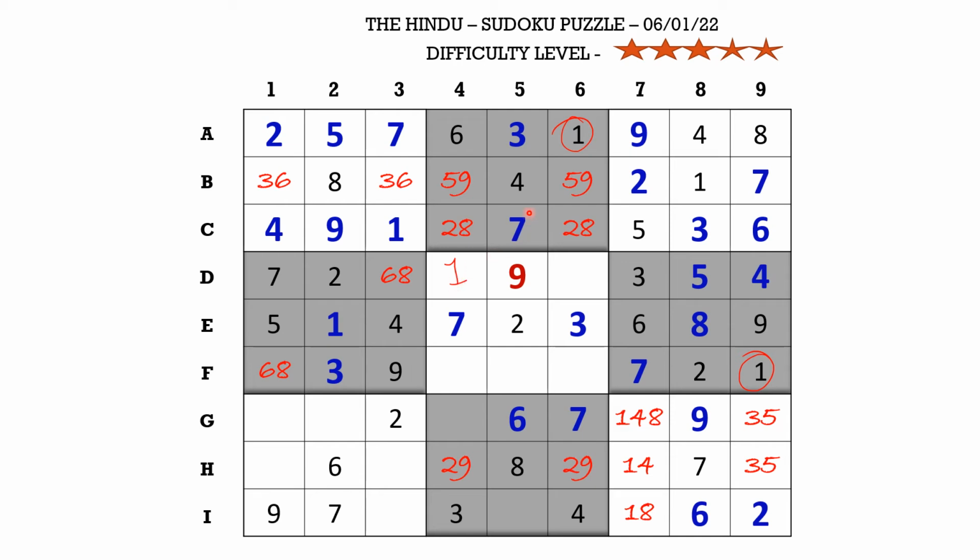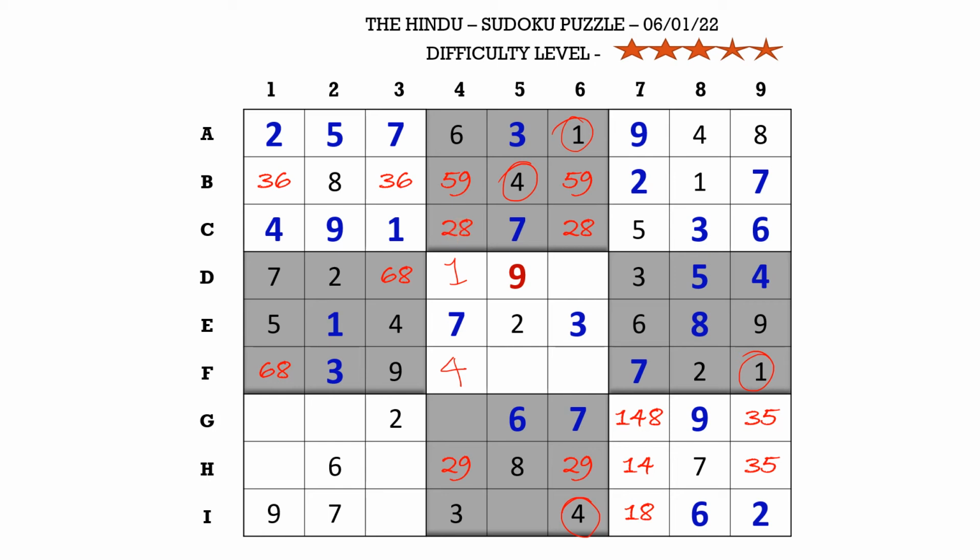There is a 4 in column 5 and a 4 in column 6. This 4 blocks these 2 cells here and this 4 blocks the cell here. So F4 takes 4. In column 4 now 8 blocks this cell. So this is the only cell where 8 can be.